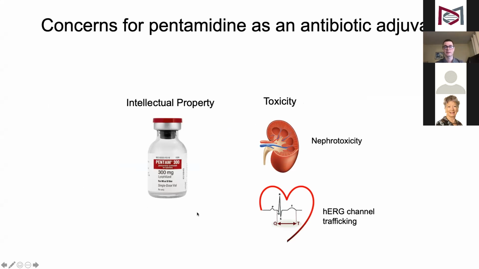However, as we look for funding to help advance pentamidine into further preclinical studies and hopefully phase 1 trials eventually, we were met repeatedly with two major areas of concern, first of which is intellectual property. So an in-depth literature search into pentamidine shows that there's been a massive body of research conducted on this molecule since its discovery in the 1940s.